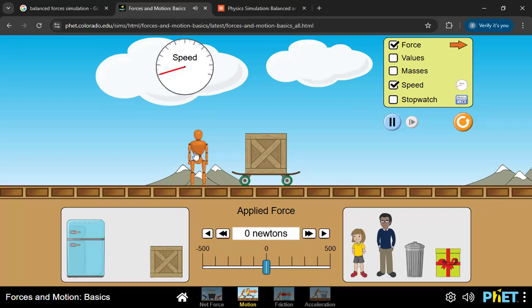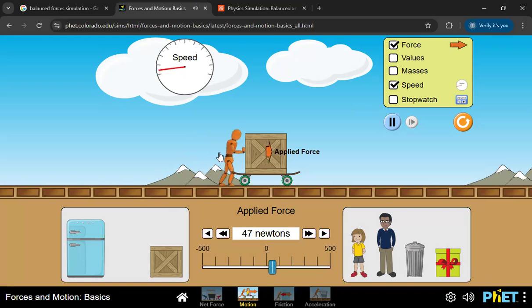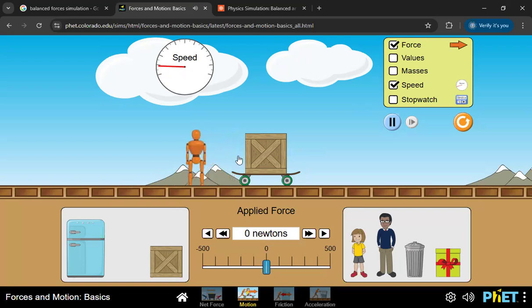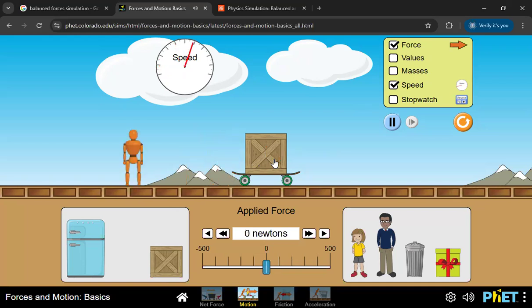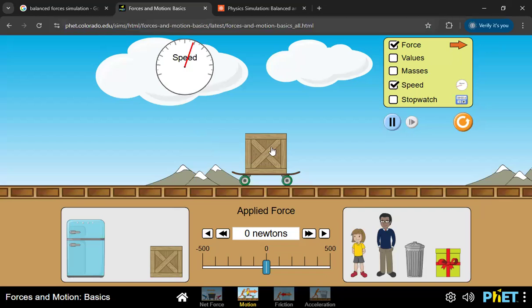I'm going to apply a force. Now I'm increasing the force, and you can see the speedometer here. If I am increasing the force, see the speed is also increasing. If I leave the force, see the speed has become constant. The object is moving with a constant speed, and net force is 0 Newton, right? Net force is 0 Newton.